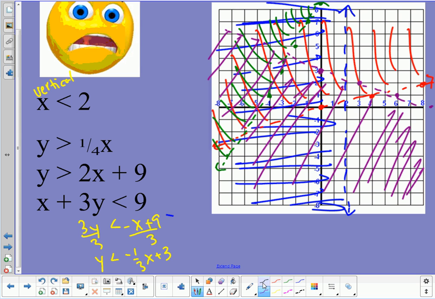Okay, so now let's see if we can find where the overlapping region is. So I need to be above this green. I need to be above this red. I need to be above this green. Where does the green go to? And I need to be below this purple. I also needed to be left of the blue, but the blue isn't even touching this region over here, so I'm not worried about it. I'm already fulfilling that. So here's the region that I have.